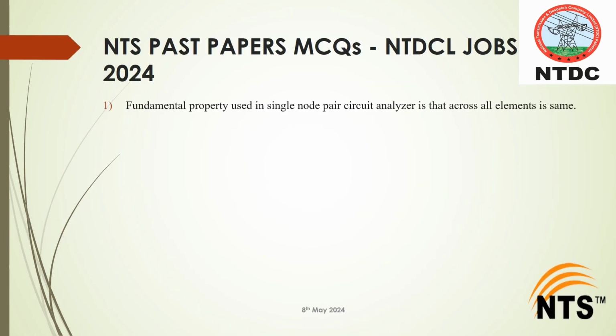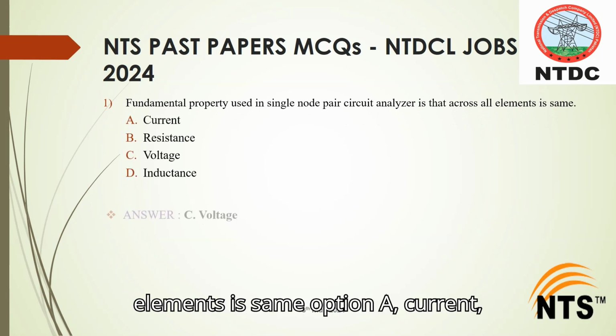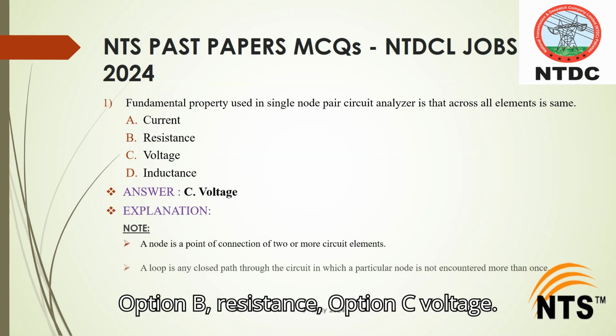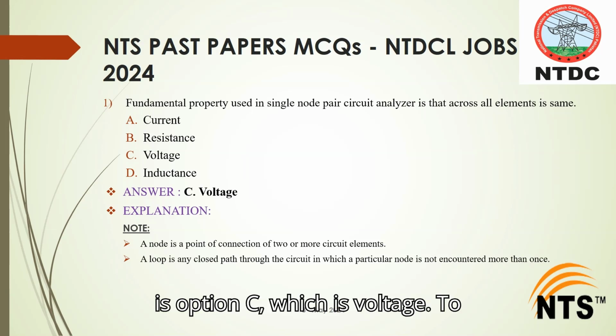First question is, the fundamental property used in single-node pair circuit analysis is that dash across all elements is the same. Option A, current. Option B, resistance. Option C, voltage. Option D, inductance. The correct answer is option C, which is voltage.